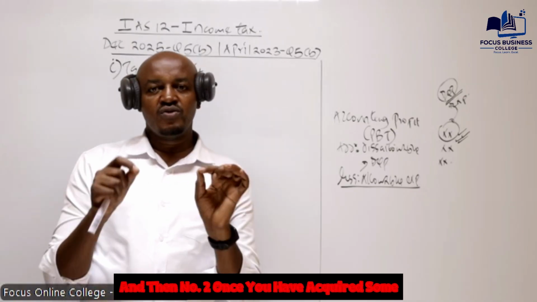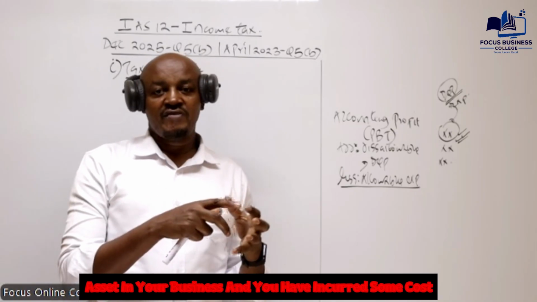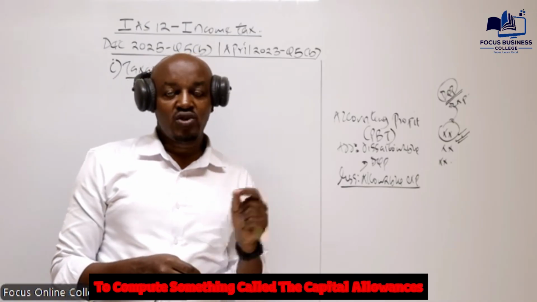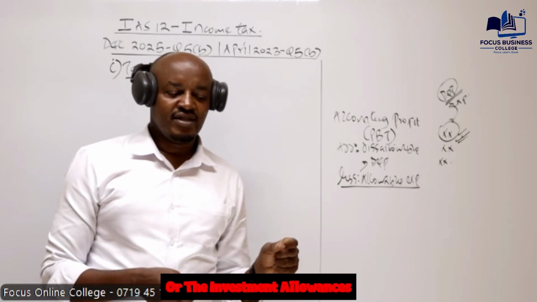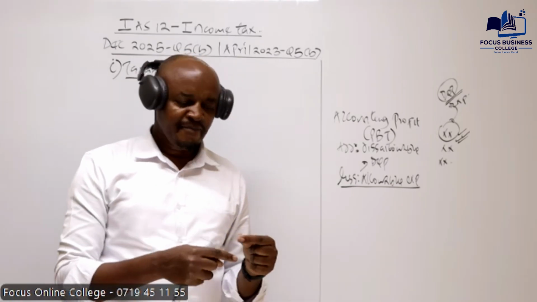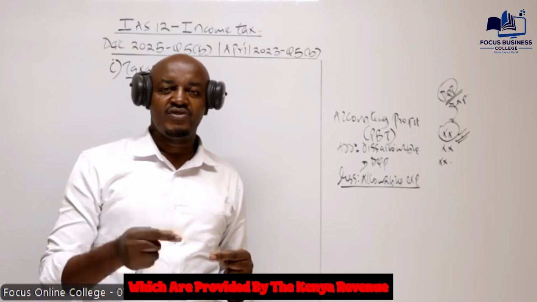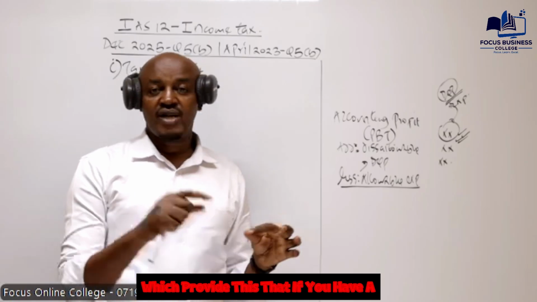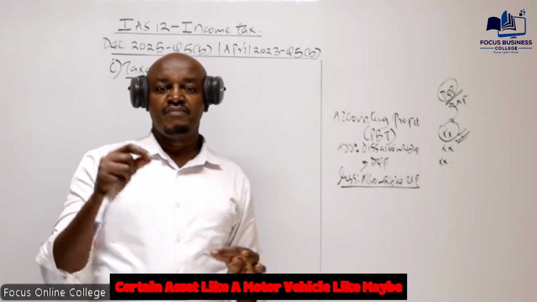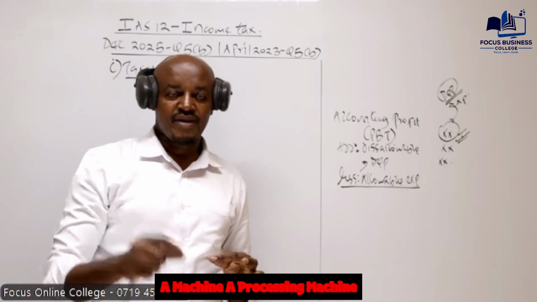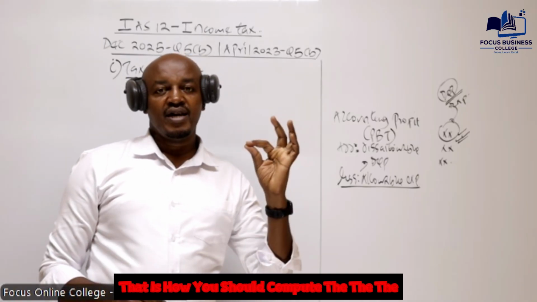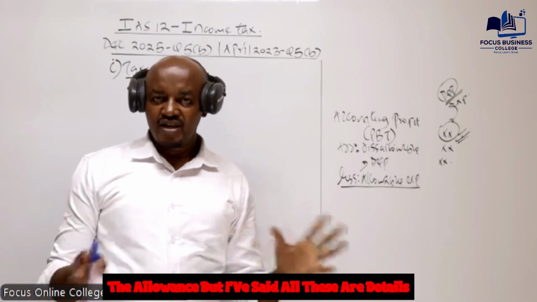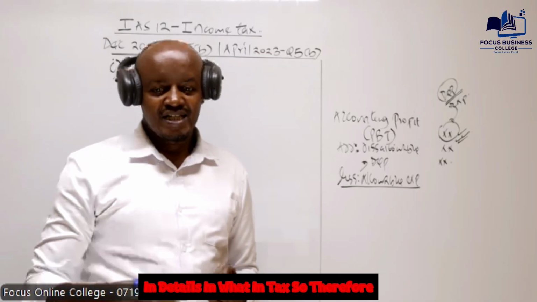And then number 2, once you have acquired some asset in your business and you have incurred some cost, the taxman allows you to compute something called the capital allowances or the investment allowances. This should be computed using rates provided by the Kenya Revenue Authority. If you acquire a certain asset like a motor vehicle or a processing machine, that is how you compute the capital allowance, or basically the investment allowance. But all these are details you'll discuss in tax.